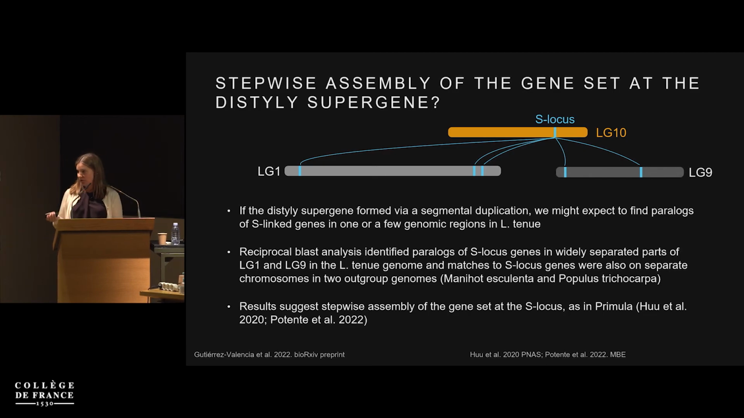and matches to S-locus genes were also on separate chromosomes in outgroups, suggesting that it's not the case that there was a single duplication resulting in this presence-absence variation. So our results are again very similar to those in Primula and suggest stepwise assembly of the gene set at the S-locus. This doesn't necessarily mean stepwise assembly of the supergene, so the genes could be assembled first and the polymorphism evolve after.